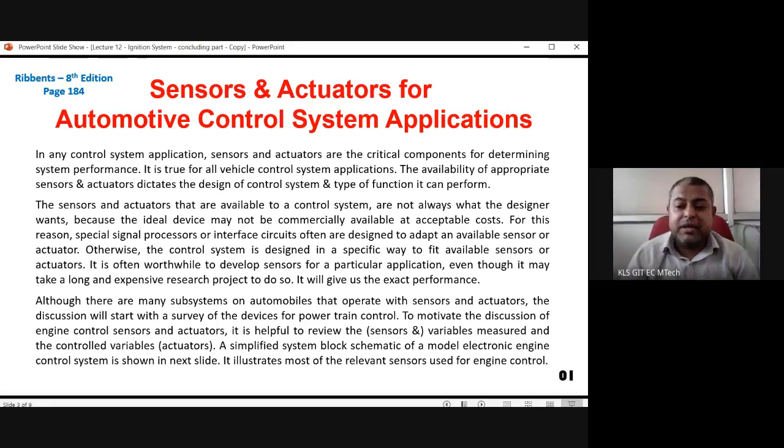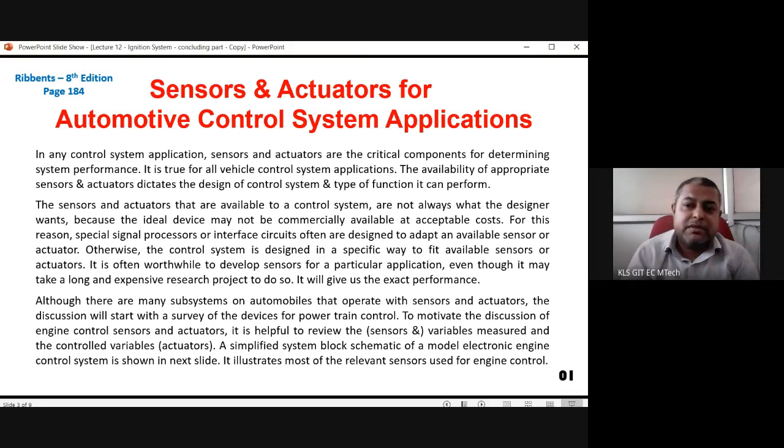So cars are coming with some very specific features which are not there for other cars or vehicles, and that has become the selling point. Okay, but for that expenditure is more, effort is more, for the newly designed sensors and actuators the designer has to design. So it is often worthwhile to develop a sensor for a particular application even though it may take a long and expensive research project to do so, but it is worth it. Okay, it will give us the exact, special performance that we want from the car.